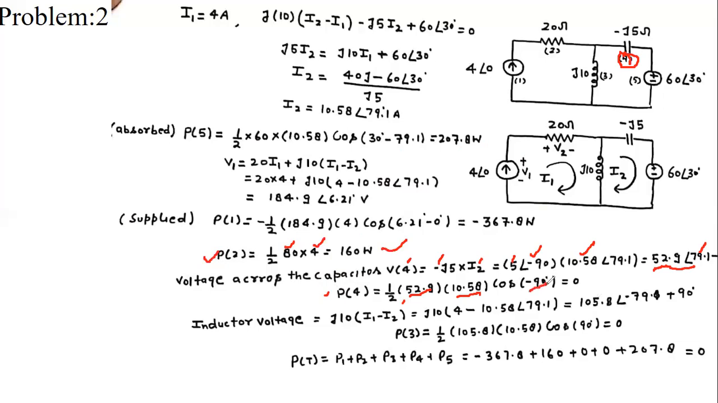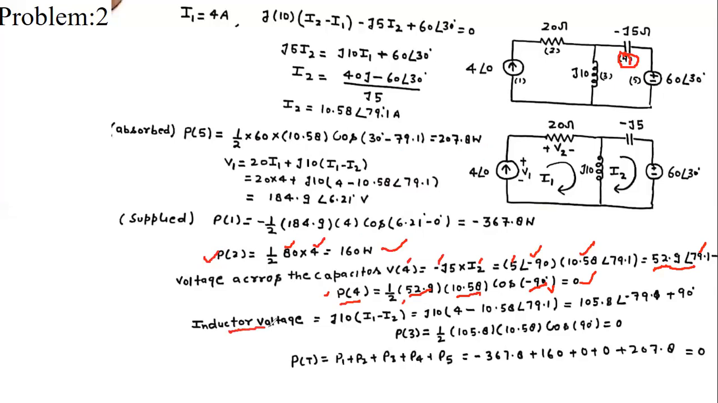Theta V minus theta I is minus 90, so it is cos of minus 90, because the angle difference between the voltage and current of a capacitor is minus 90. It is also said that the voltage lags the current by 90 degrees. So cos of minus 90 becomes equal to 0. So the power across the capacitor is 0.